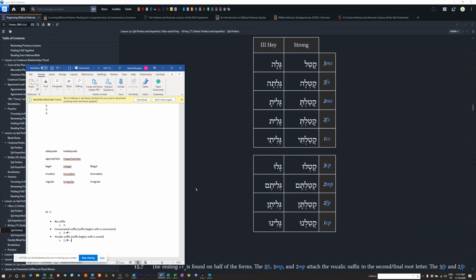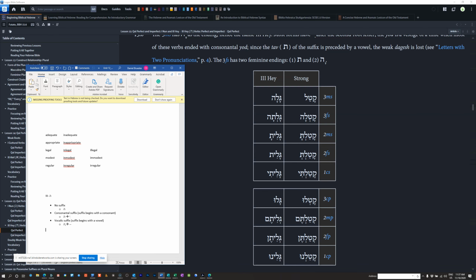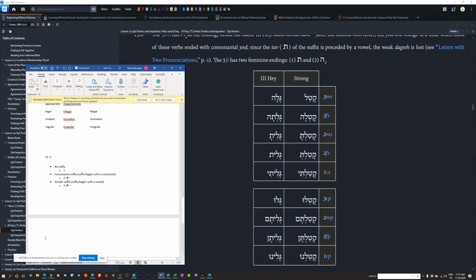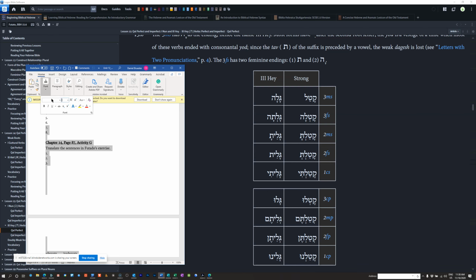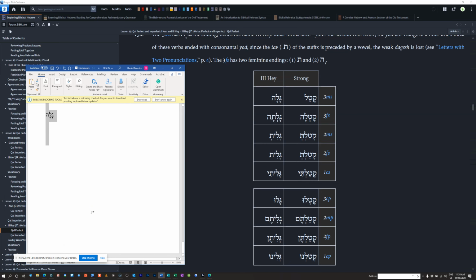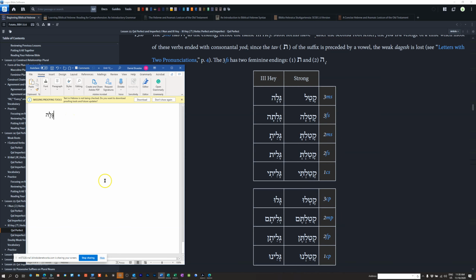Let's talk about this weird situation with third feminine singular, okay? Technically, it has no choice. It kind of has to go through this weird process. So let's look at galah. And I'm just going to change all of this to SBL Hebrew, and we're going to go size 24 just so it's easy to see. All right, so we've got galah.